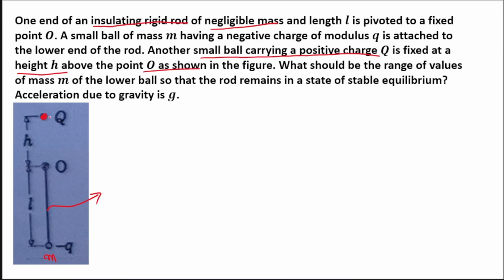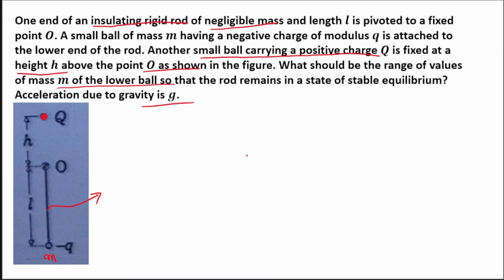Okay. This is said. What should be the range of values of m of the lower ball so that rod remains in a state of stable equilibrium? Acceleration due to gravity g. Now what is this stable equilibrium? अगर आपको याद हो work energy वाला जो चैप्टर है ना उसमें आपने जरूर किया होगा.